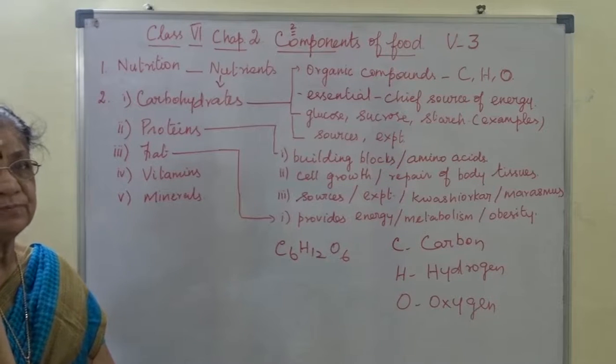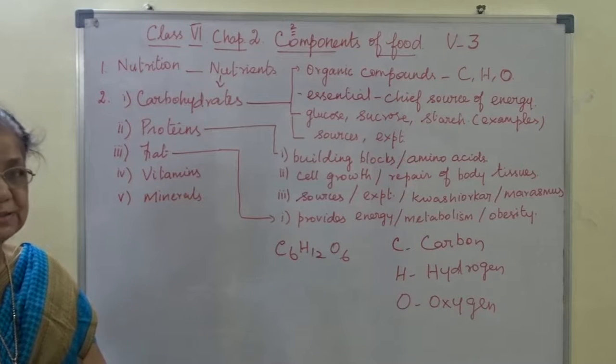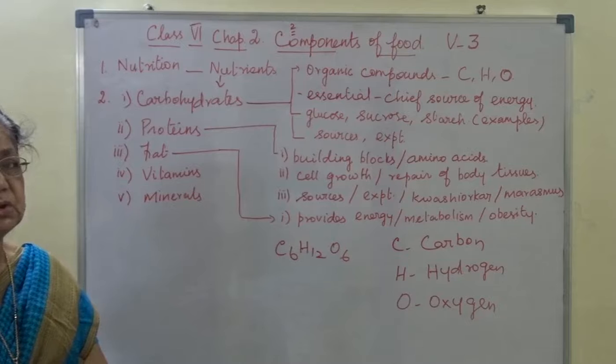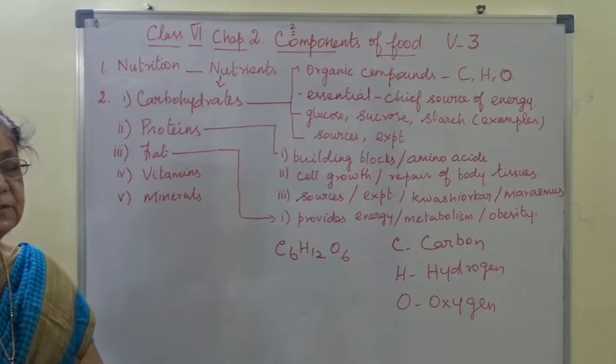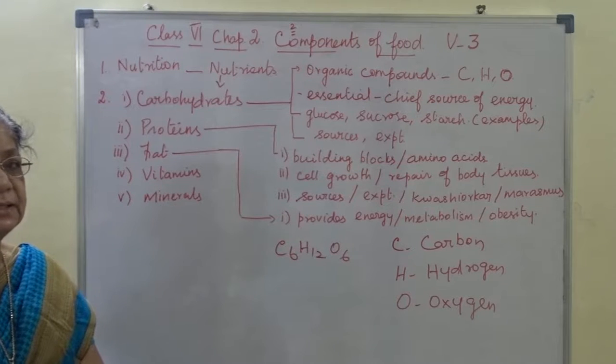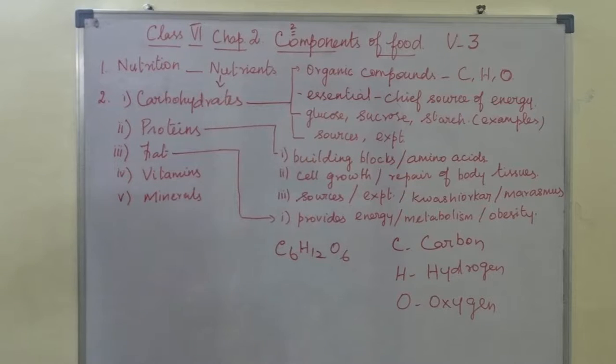I hope you understand. So what do we say about carbohydrates? These are organic compounds formed of carbon, hydrogen and oxygen. They are monosaccharides, disaccharides and polysaccharides. Examples: glucose, fructose, sucrose and starch. Starch is a carbohydrate, right? What is the function of carbohydrate? They are the most essential nutrient and the chief source of energy.